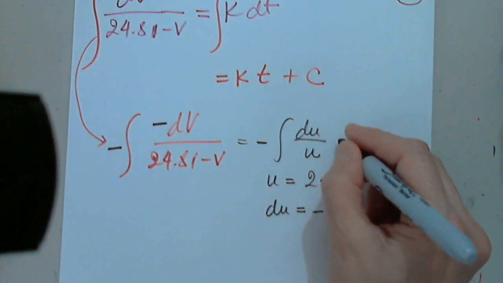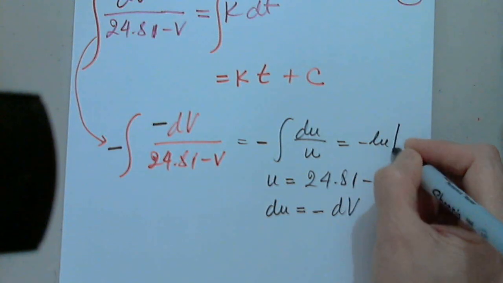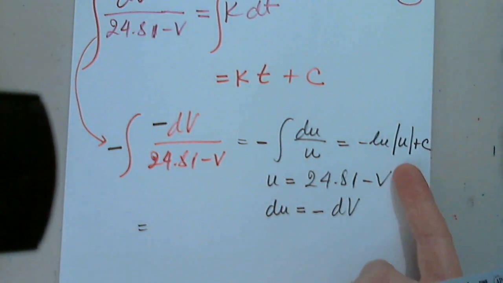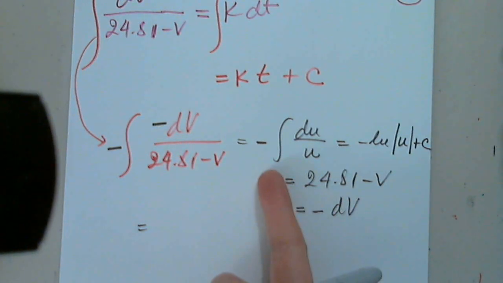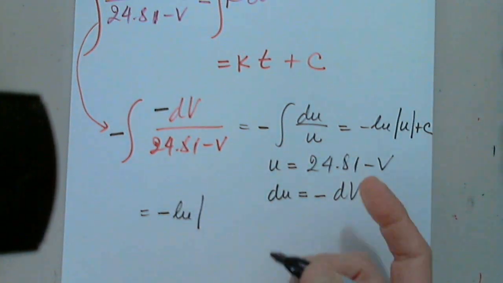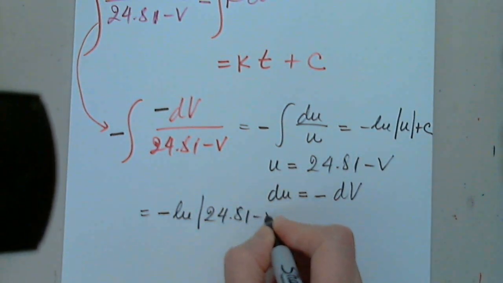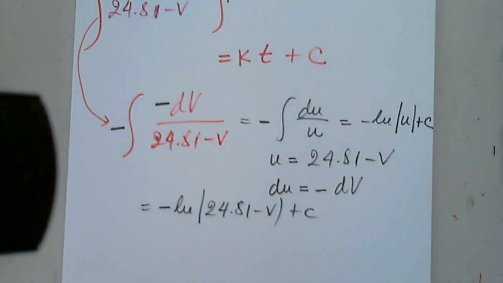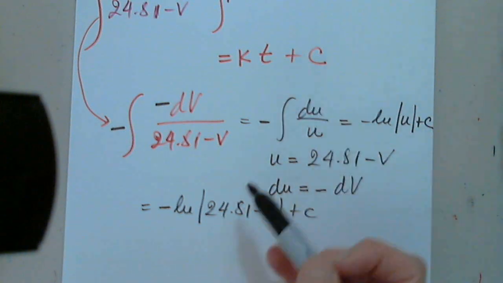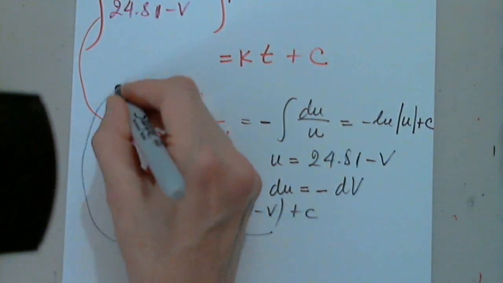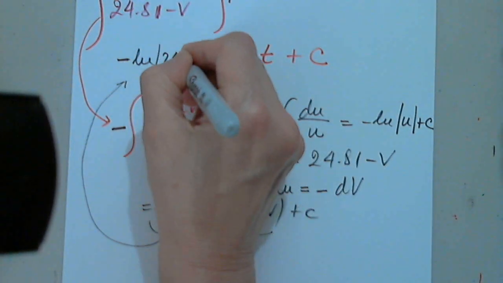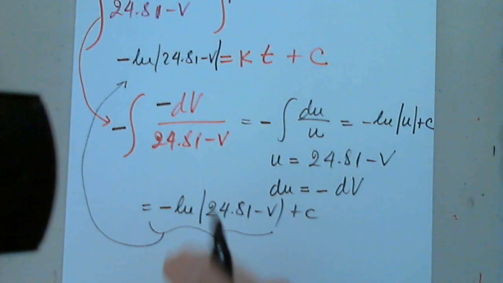Very good. So this is negative natural log of the absolute value of u plus a constant c, but I have to replace it. It's an indefinite integral, remember? We go back. So this is negative natural log of the absolute value of 24.81 minus v plus a constant c. I'm not going to copy the constant because I already put it on the right-hand side. But this goes in here, back. So this is negative natural log of 24.81 minus v.